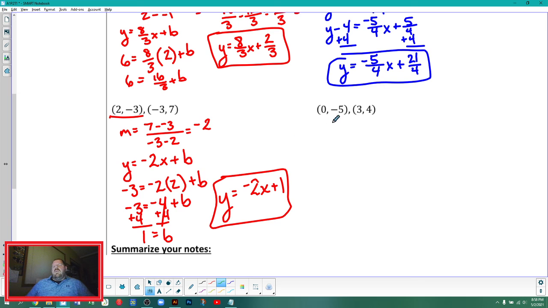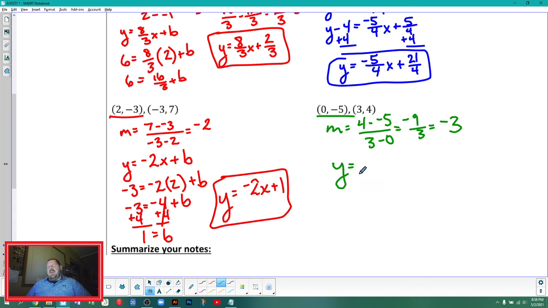Let's see on this one. First thing I'm going to do is find my slope. 4 minus -5 over 3 minus 0. That's -9 over 3, which is -3. And then I'm going to pick this point because there's a 0 involved. And I guess I'll stick with my thought process and do the point slope way. So I'm going to put this x and y into my equation. I'm going to have y plus 5 equals my slope, x minus 0. That x minus 0 is going to come in handy.